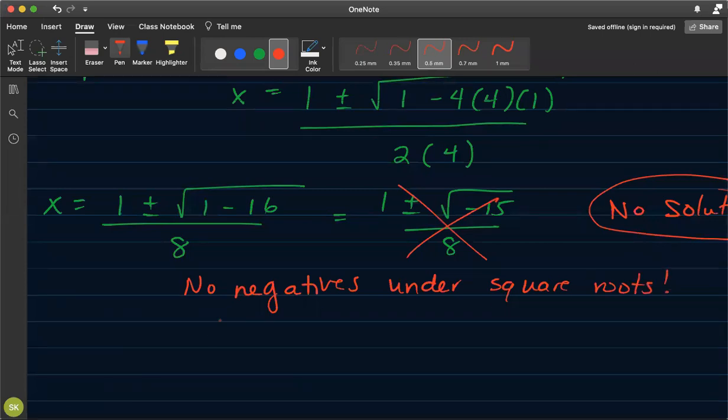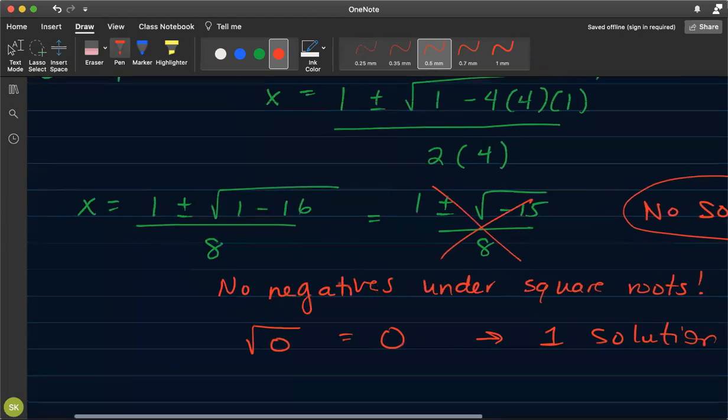Another thing that could happen is you get the square root of 0. So if this simplified to just 0, then the square root of 0 is 0, and you're going to get 1 solution. Because if this goes away, you'll get 1 plus 0, 1 minus 0, which is just going to be 1. So you get 1 over 8. So you would have 1 solution. Now, if you get anything other than a negative or 0 here, you always have 2 solutions.